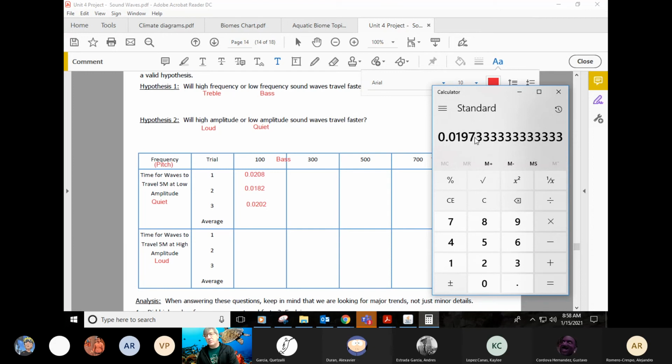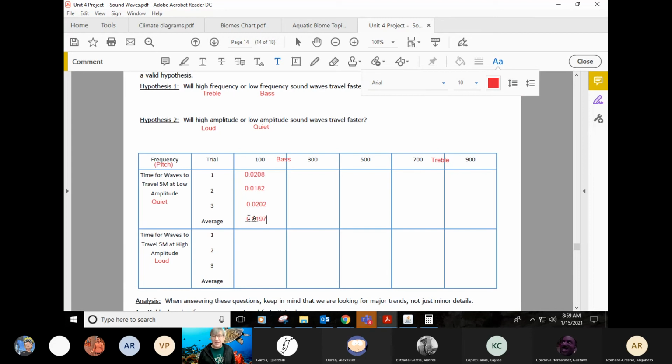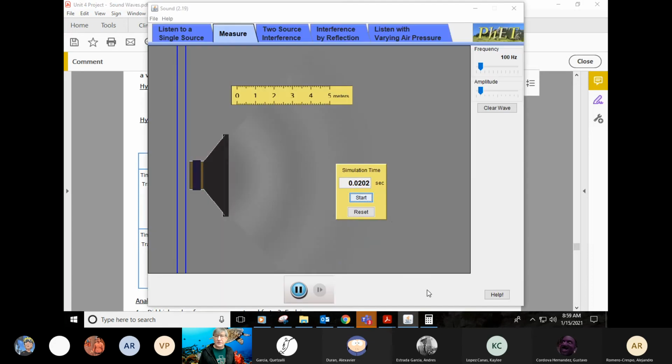And we want to take it out to 4 decimals, just like we had in our measurement. So I look at this one, it's a 3, which is less than 5, so I just leave this as a 7. My average, 0.0197. All right. So get a calculator ready so you can do these other averages yourself. We're going to go back to the simulation.